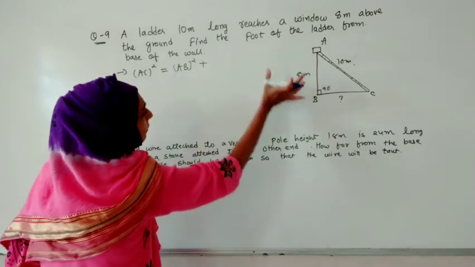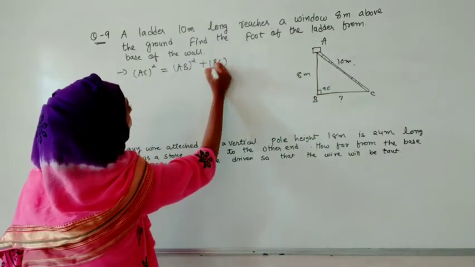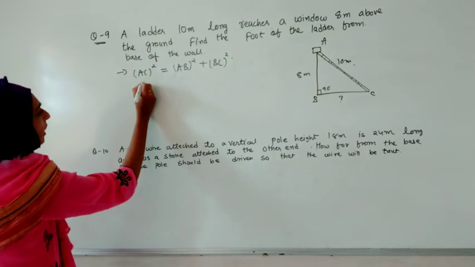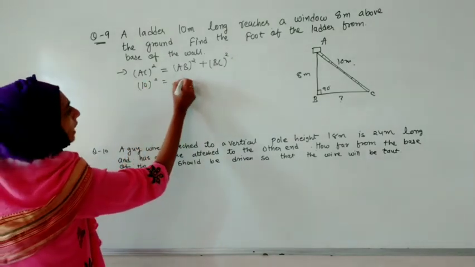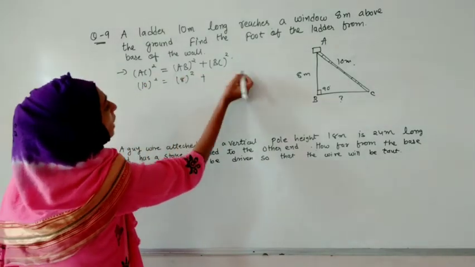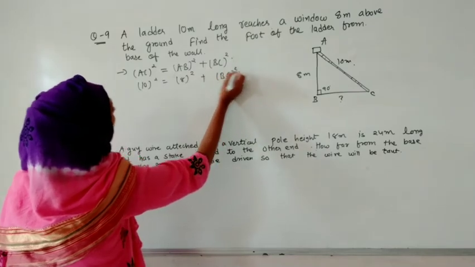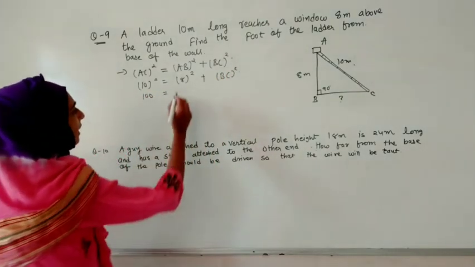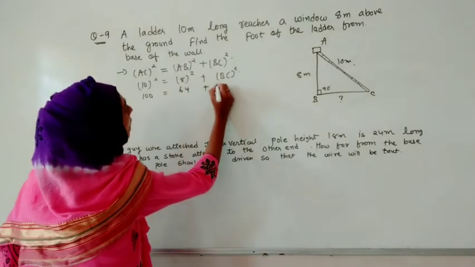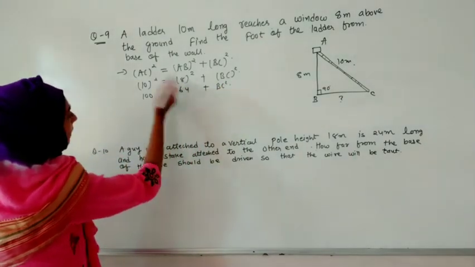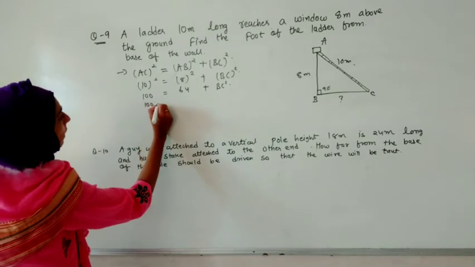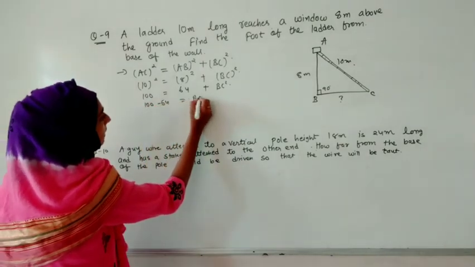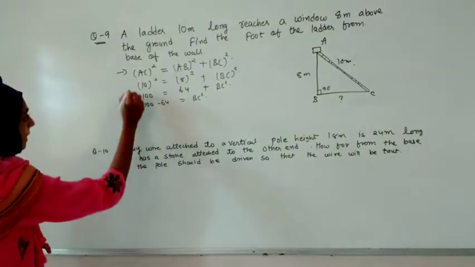So it will become AB square plus BC square. Let us substitute the values: it will become 10 square and 8 square, and BC is what we have to find. So here it will become 100, because 10 into 10 is 100, and 8 8s are 64, plus BC square. Let us shift all the numbers to one side and keep BC square on this side.